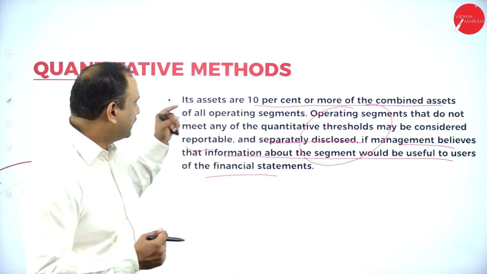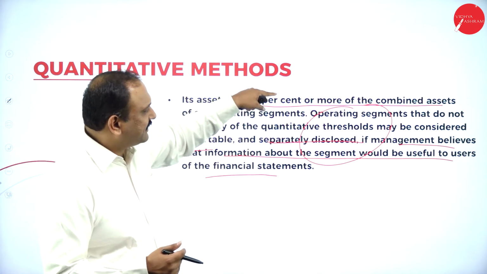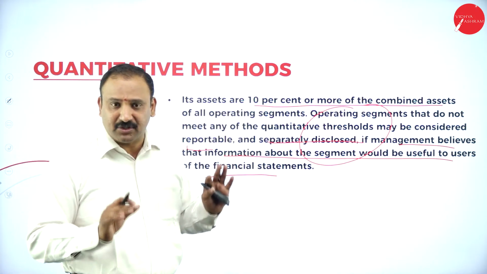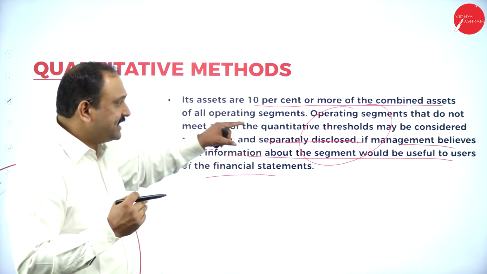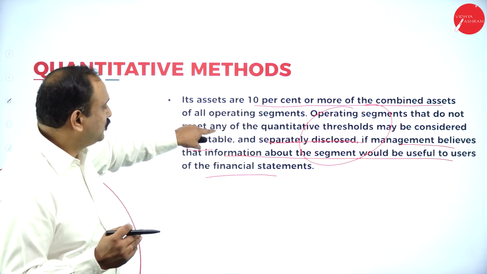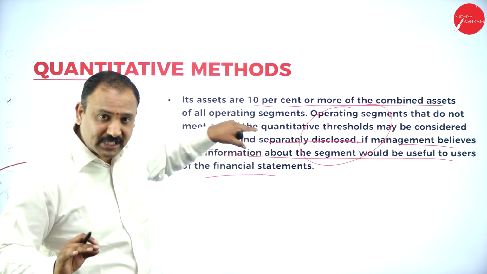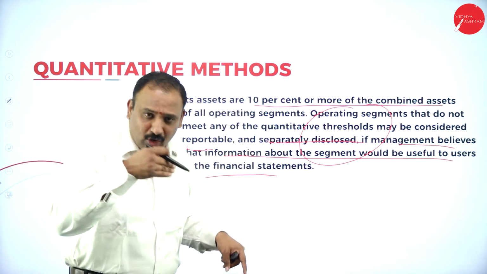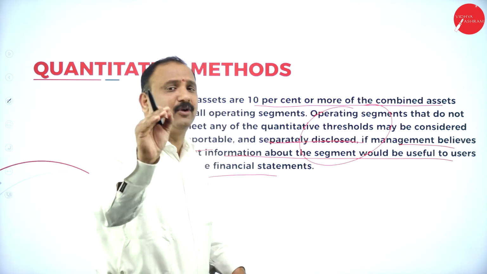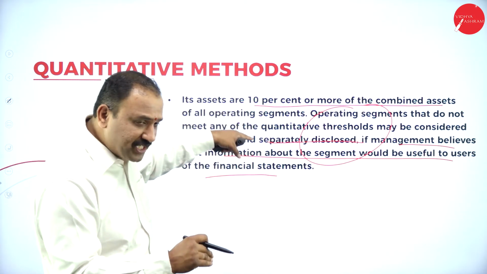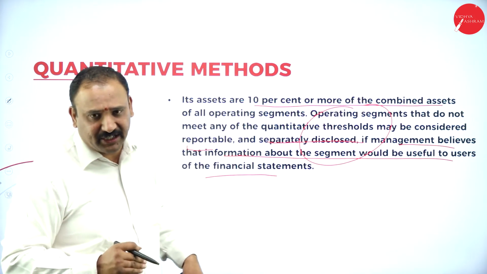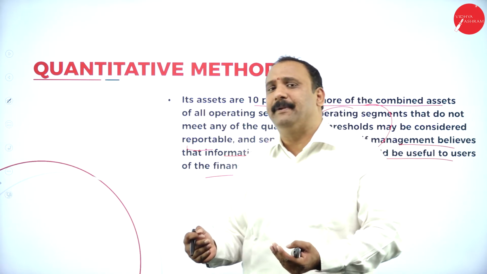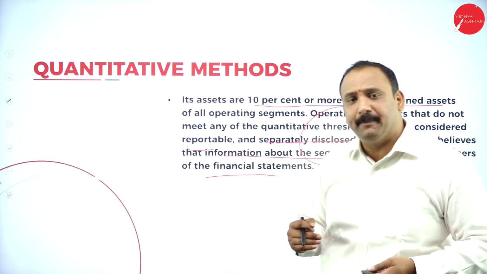So let us try to understand this. Its assets are 10% or more of the combined assets of all operating segments. So it has to be 10% or more. The next thing is that operating segments that do not meet any quantitative threshold, suppose I am not meeting the prescribed standards, may be considered reportable, but not in a separate format. Why? Because the management considers that the information might be of great use to the investors or the public who are interested in investing in the company or making some financial analysis about the company.